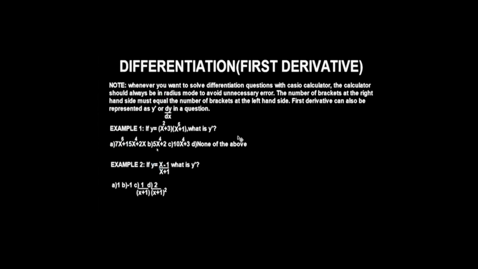So let's look at the question once more. It says if y equals this, what is y prime? So we are looking at the first derivative of the function. So we have in bracket s squared plus 3, in another bracket s to the power 5 plus 1. Okay, so let's differentiate the function.